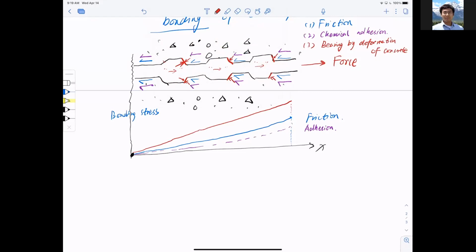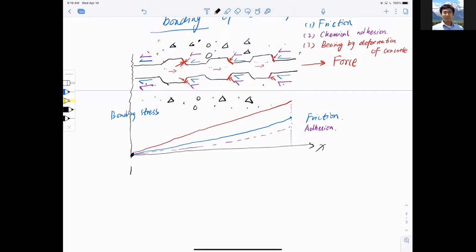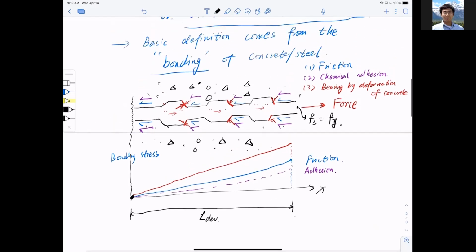So you can see that as I'm getting away from the left end, which has zero stress built up in the bar, to the end of the bonding length, I will develop this stress here. So the stress in the steel will equal the yield strength of the steel. Okay, so now this is very critical.